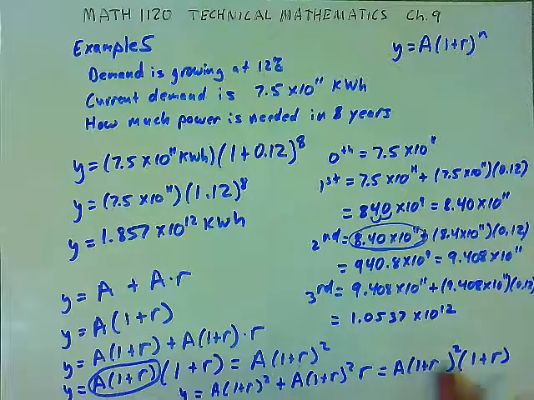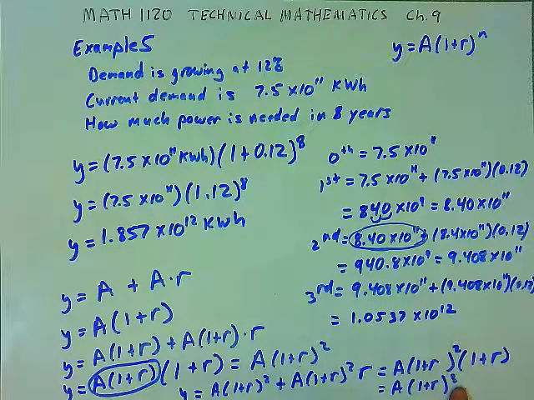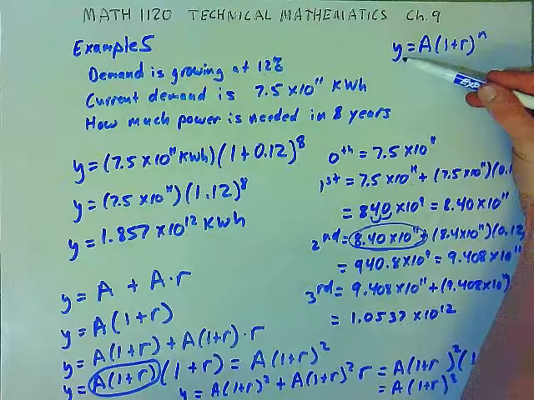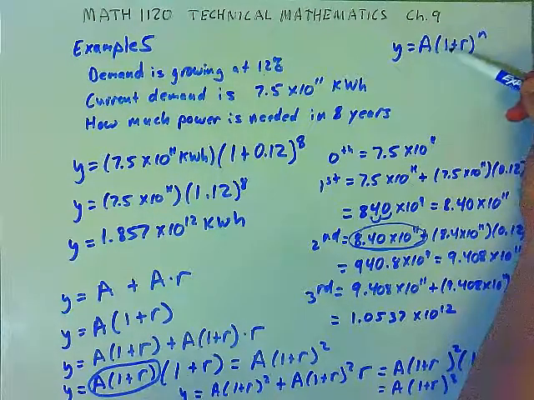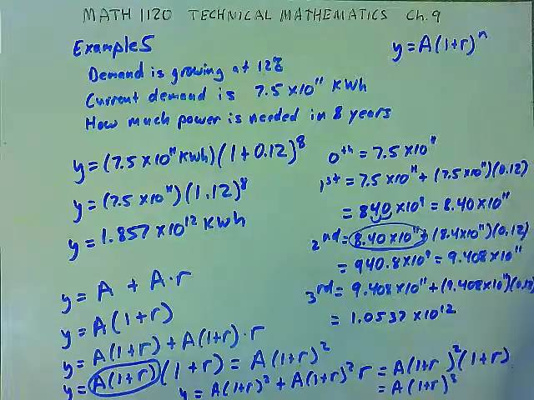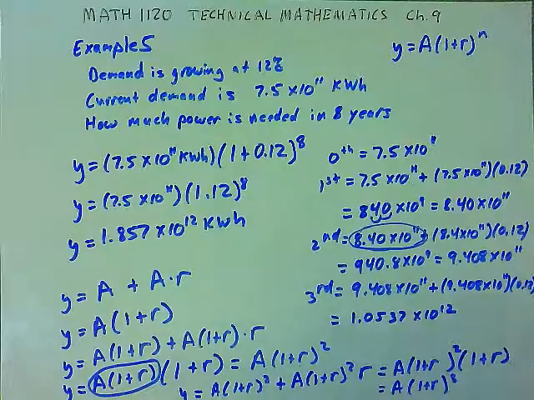And so here 1 plus R squared times 1 plus R is going to be 1 plus R to the third. And so after the third year, the exponent becomes 3. And again, after the fourth year, it'll be 4, fifth year, it'll be 5, 6, 7, 8. And so that's where this formula comes from. We can find the current amount by taking the initial amount and multiplying by 1 plus the rate to the nth power, where n is the time interval. In this example, our time interval is measured in years.